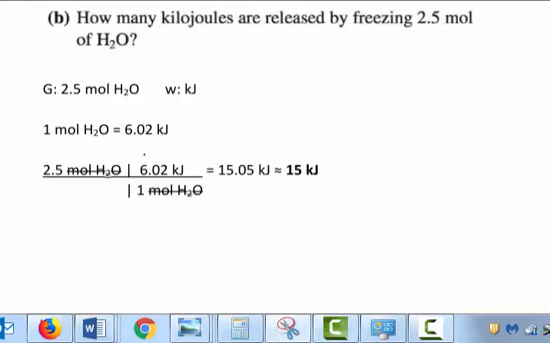When I set up my railroad math, the starting amount, what I call the given, has units of moles of water. This means that moles of water must be in the denominator of the railroad math. When I do the math, I get 15.05 kilojoules of heat, which rounds to 15 kilojoules since my given quantity has two significant figures. I don't need to place a negative sign in my answer since we've already specified the direction of the heat flow by using the term released.